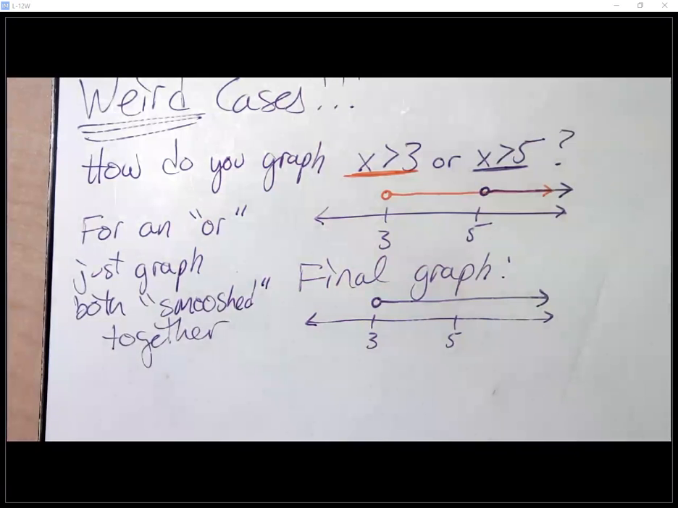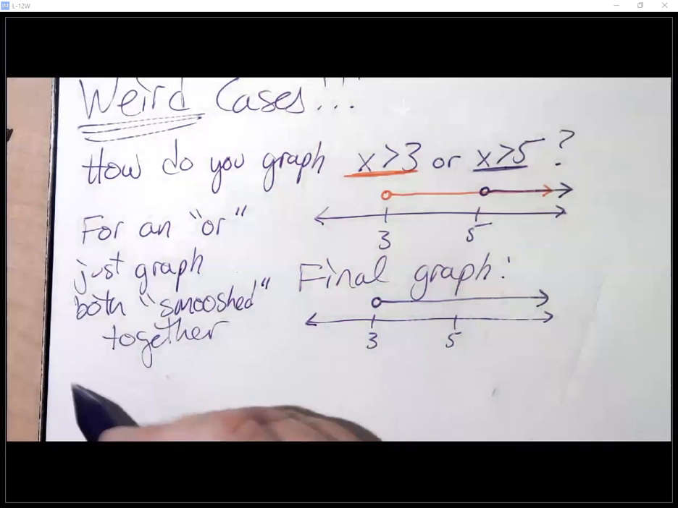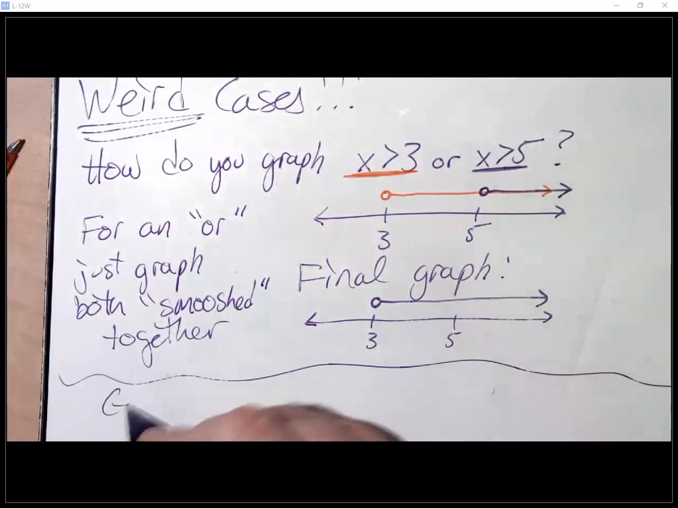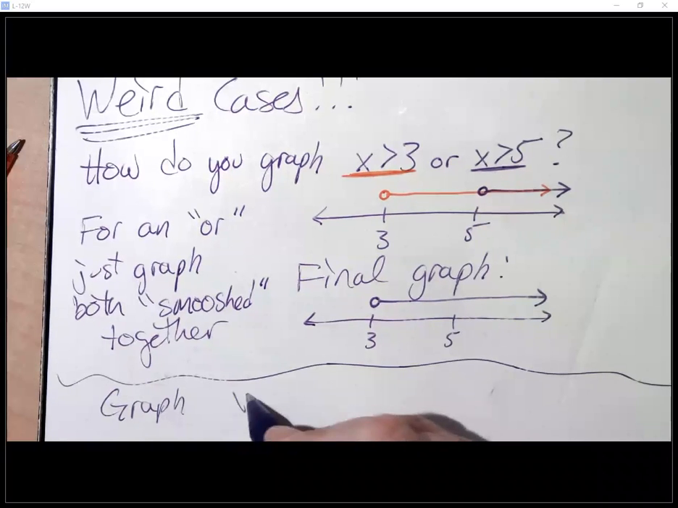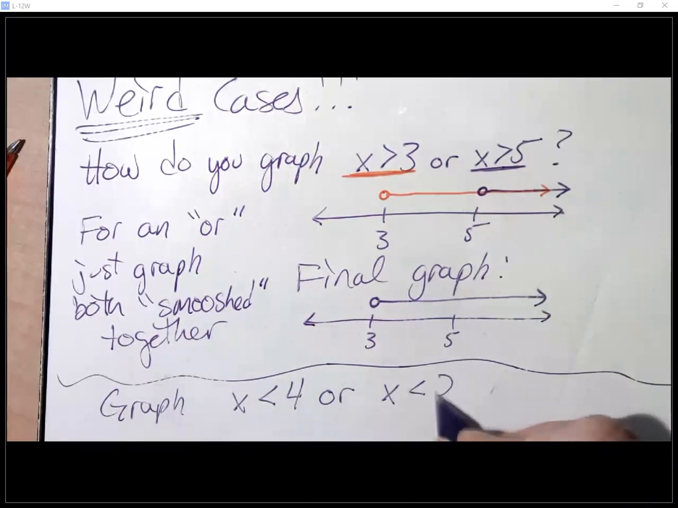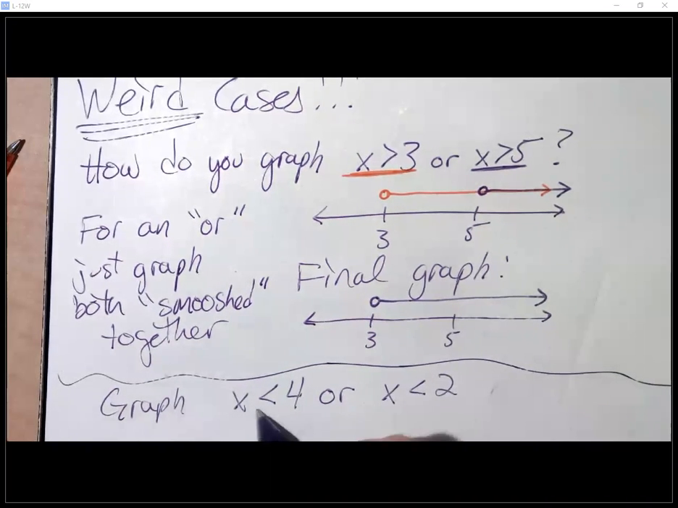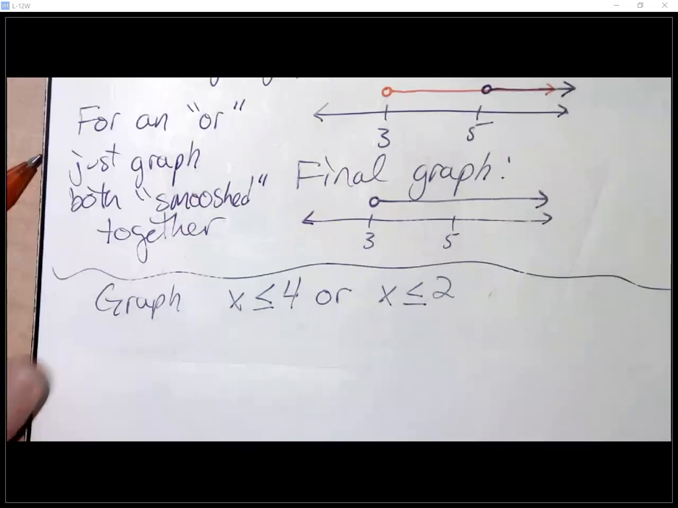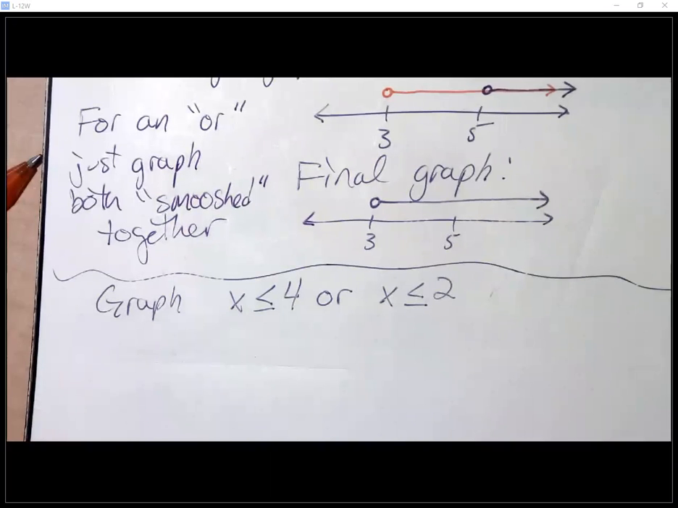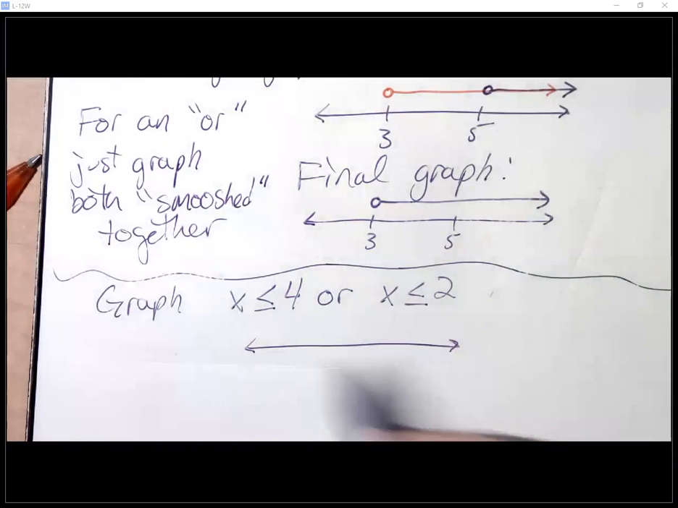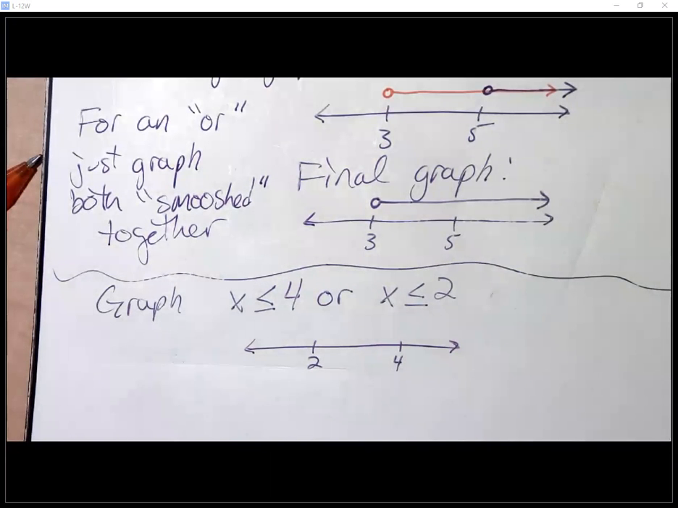Let's try one more. Let's do one that's going the other way. How about x is less than 4 or x is less than 2? Let's make these or equal to, just so we have some variation. Okay, so go ahead and you try that. Graph me x is less than or equal to 4 or x is less than or equal to 2. Now you're going to have a 2 and a 4. These are your answers. So you're just going to graph them as they are.